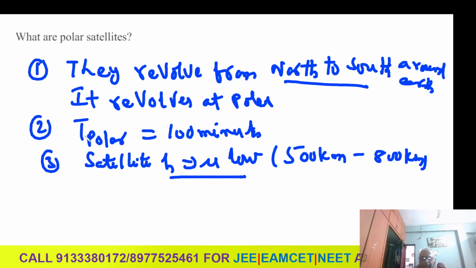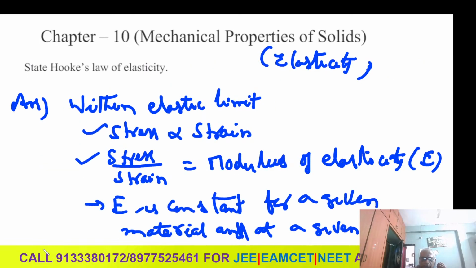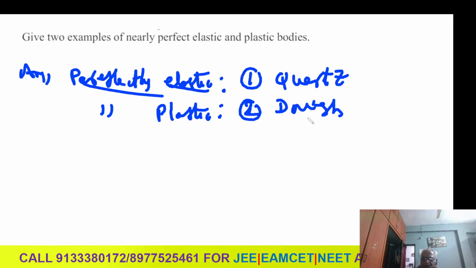This is a very important point, write it. Then examples of a perfect elastic and a perfect plastic body. Perfect elastic is quartz, made of silicon dioxide. Plastic body is dough; I think dough is nothing but chapati flour mixed in water. So next question: name the units and dimensions of stress. Stress means restoring force by area of cross section.